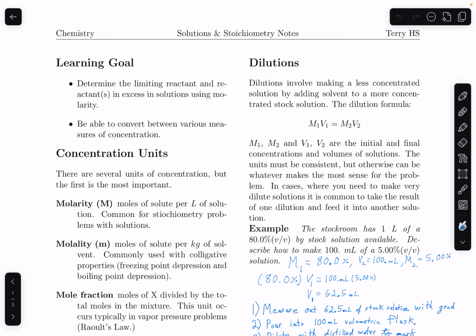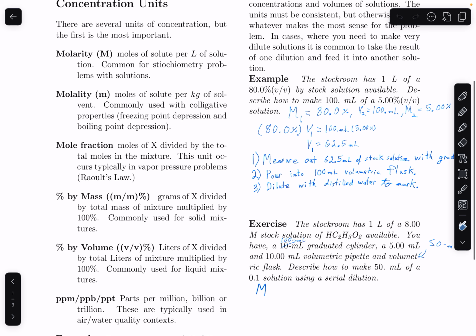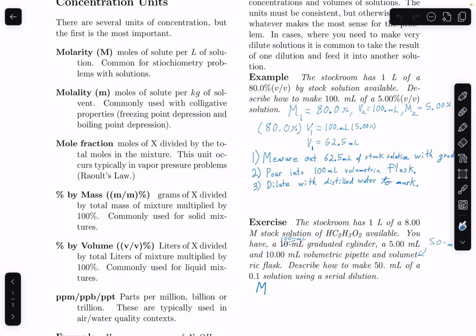The learning goals for this worksheet are primarily to determine the limiting reactant and reactants in excess in solutions using molarity, but also to teach you a little bit about various measures of concentration and how to do some conversions and dilutions with them. There are 6 different kinds of measures of concentration that I'll discuss.